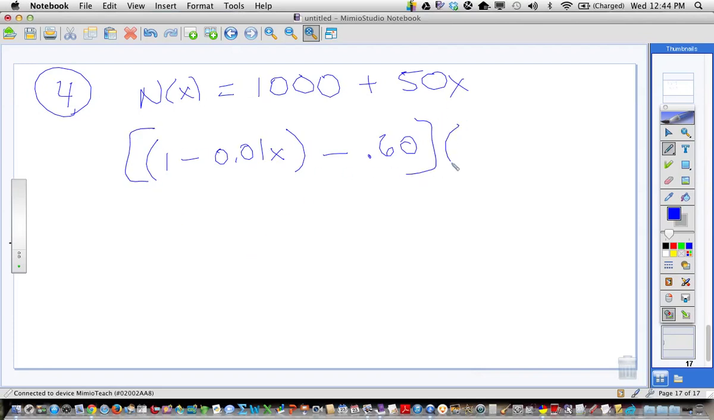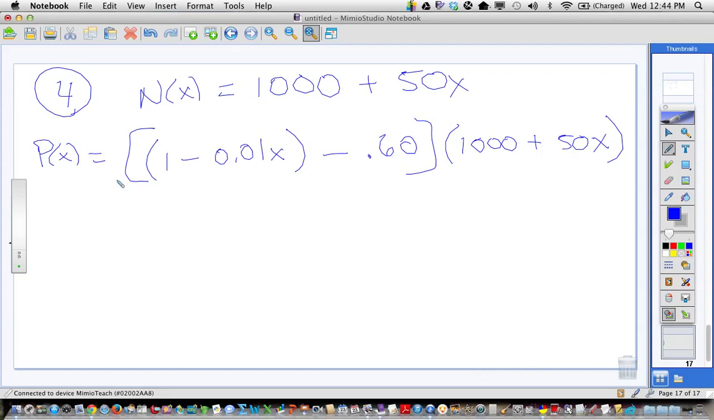Times that by, when you times it by that, because that's the number of mugs. So it's the profit on 1 mug times the number of mugs you sell. So that's the total profit. We might call that P of X or something, and so that'd be our profit.